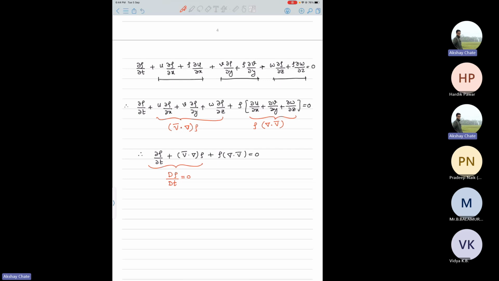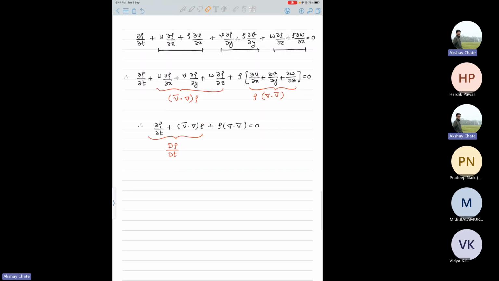1 second. Oh, I should not say it that way. That is wrong. This is just a total derivative term with respect to density, and the second term is as it is.